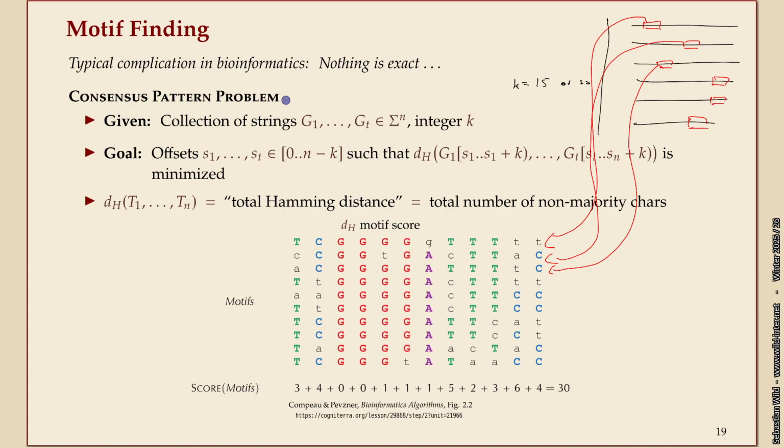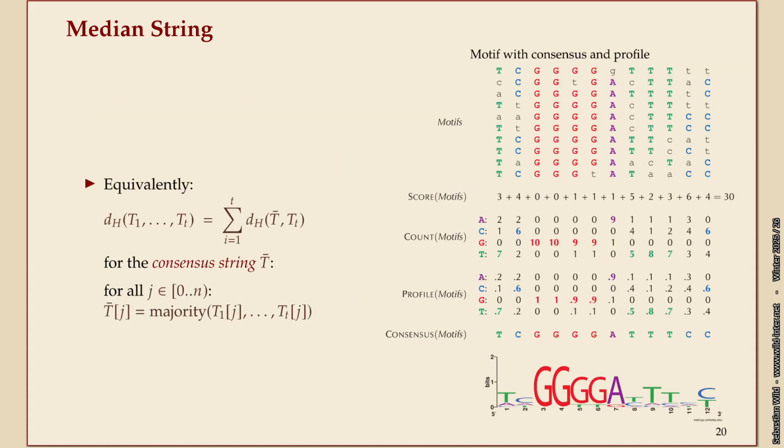Okay, why is it called consensus pattern problem? Maybe you can already guess from this example. You can rewrite the definition of this Hamming distance as the sum of distances, in the normal Hamming distance sense, from each of these red substrings to one fixed string. And that's the consensus string that you build by taking the majority vote across columns.